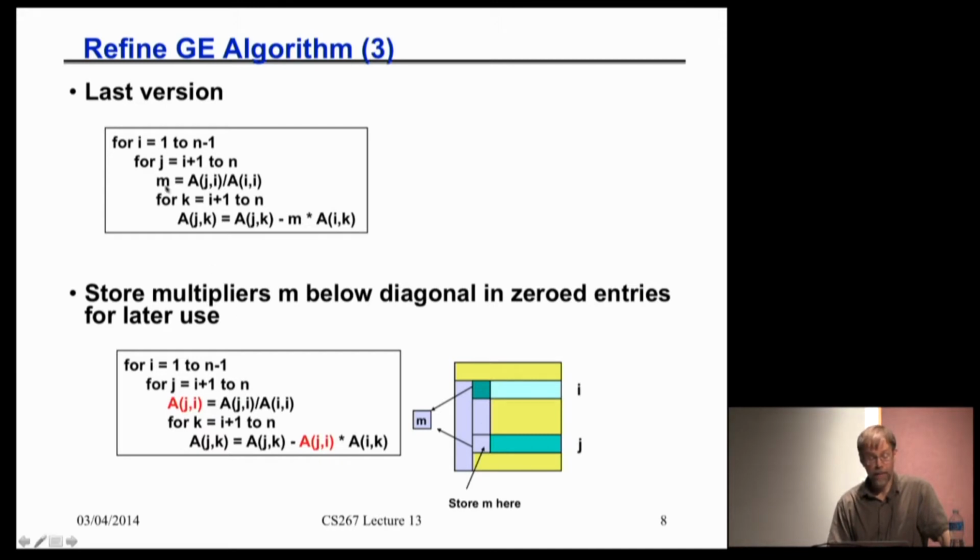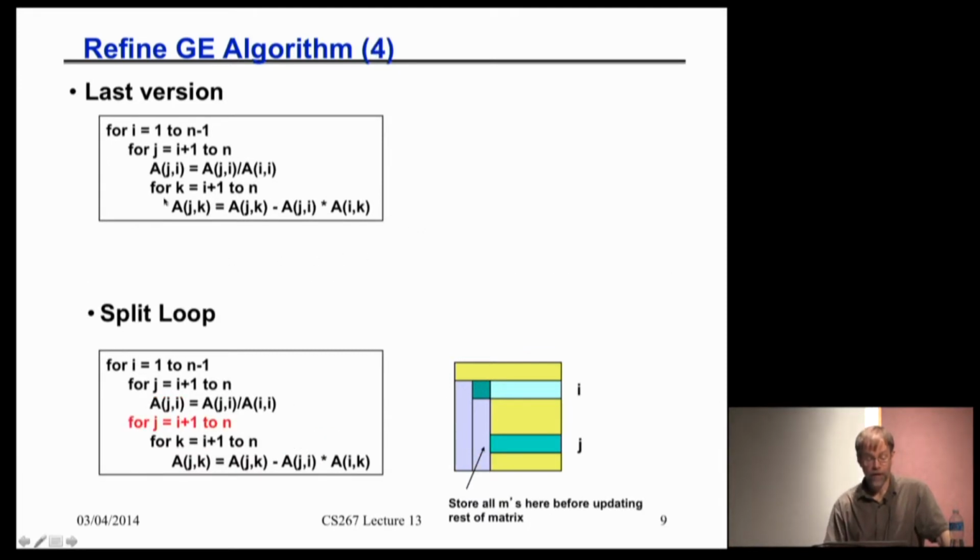So that multiplier up here, m, is gotten by dividing a_ji by the diagonal. I'm just going to stick it back on top of a_ji and use it right there. So that doesn't change the code at all. Now the bottom of the matrix is filling up with all these multipliers. I'll tell you why they're useful in a moment. So there's the code again.